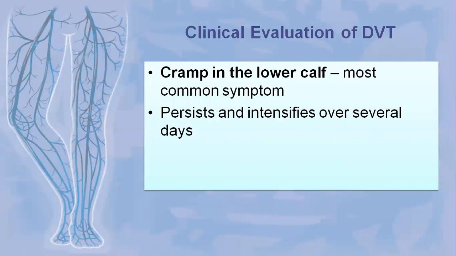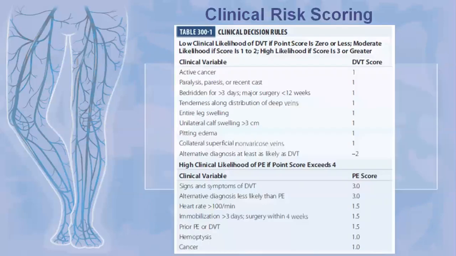For DVT, the most common symptom is a cramp in the lower calf. It often persists and intensifies over several days. So here is a clinical risk scoring, a clinical decision rule on how to classify if a patient has a high clinical likelihood of developing PE or a low clinical likelihood.